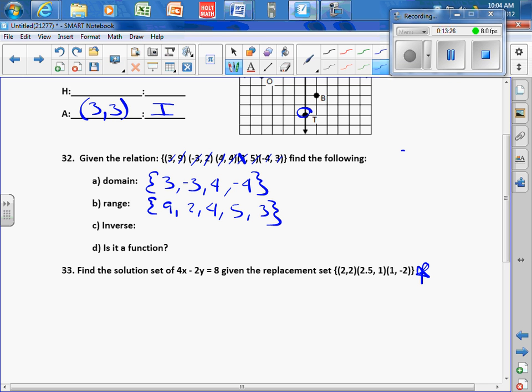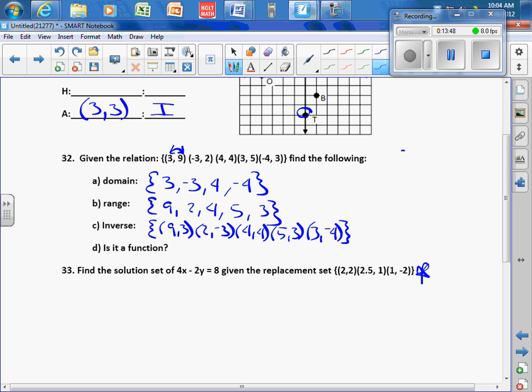The inverse, class, is just writing the ordered pairs down in opposite form. In other words, flip the x and the y. So the first one would be 9, 3. The second one would be 2, negative 3. The third one would be 4, 4. Then we have 5, 3. And then we have 3, negative 4. You're just flipping the x and the y around.